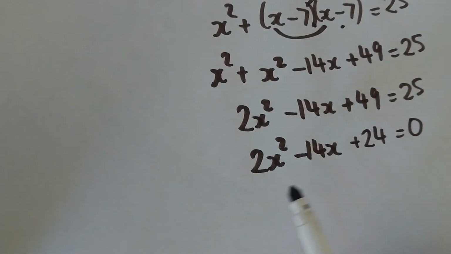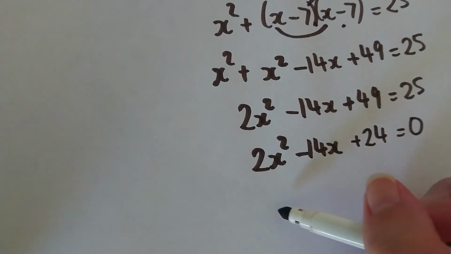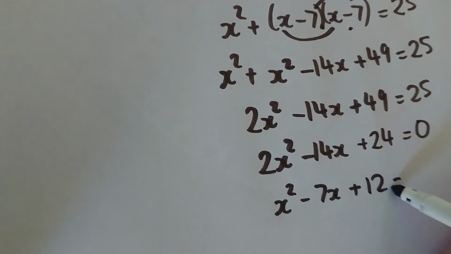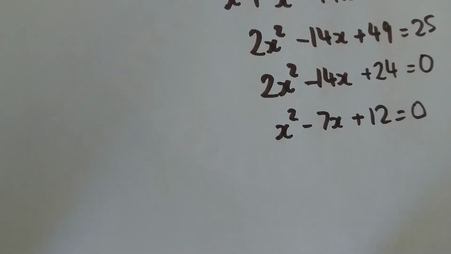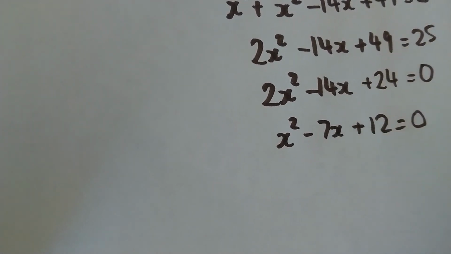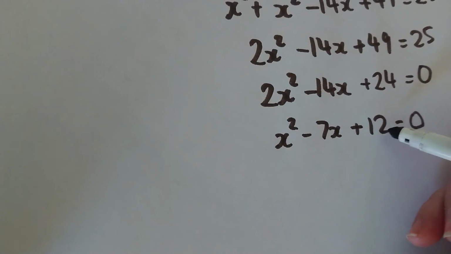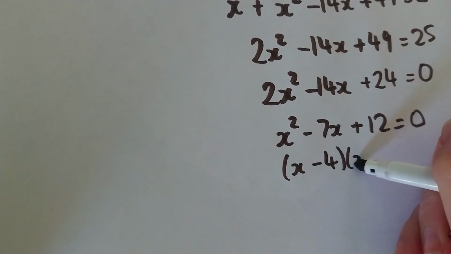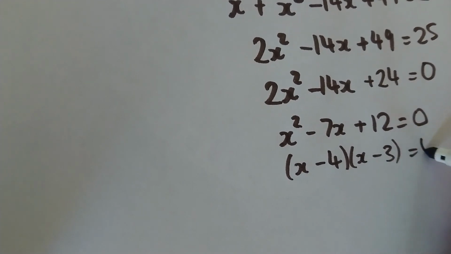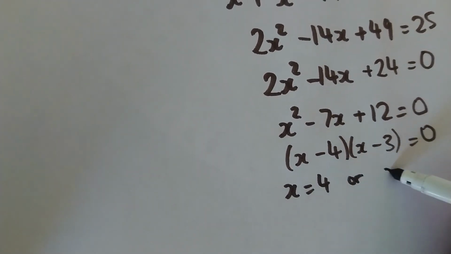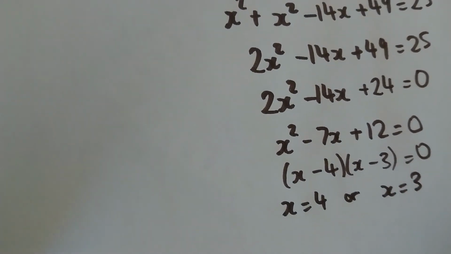Can I make this any easier? Yep, I can divide all this by 2. So I'd get x squared minus 7x plus 12 equals 0. And now you want to factorise this. Again, numbers that multiply to get 12 that we can make minus 7 from. It's going to be to do with 4 and 3. To make minus 7, it would have to be minus 4 and minus 3. So x could be positive 4 or x equals positive 3.